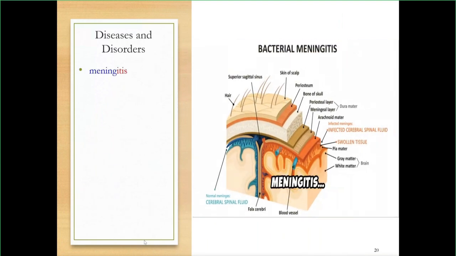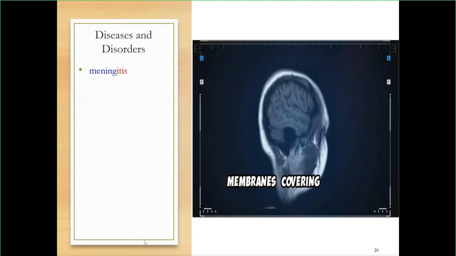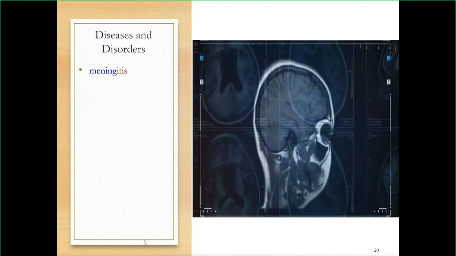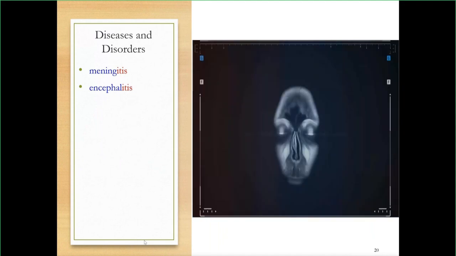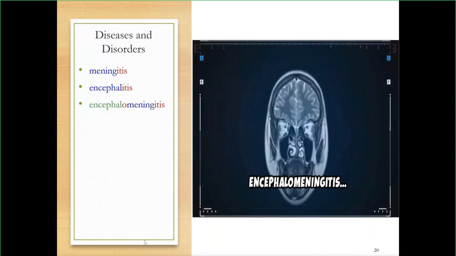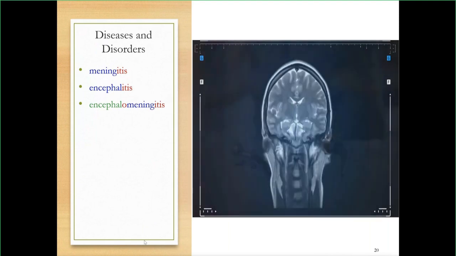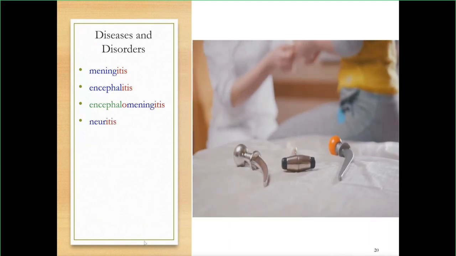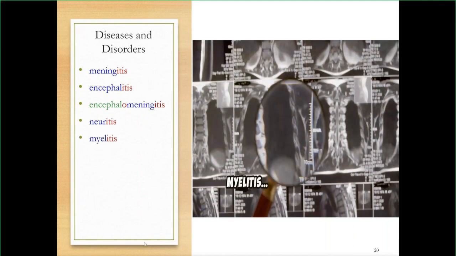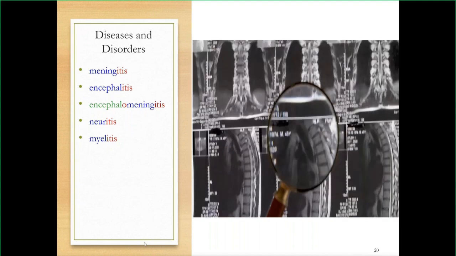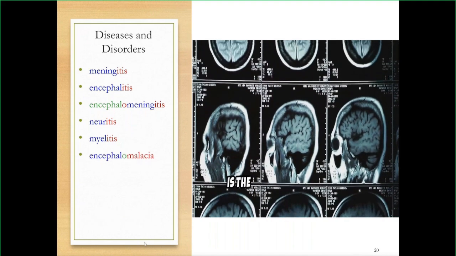Meningitis. Meningitis is an inflammation of the protective membranes covering the brain and spinal cord. Encephalitis. Encephalitis is an inflammation of the brain itself. Encephalomeningitis. Encephalomeningitis is a combination of encephalitis and meningitis. Neuritis. Neuritis is inflammation of the nerves. Myelitis. Myelitis is inflammation of the spinal cord. Encephalomalacia. Encephalomalacia is the softening of brain tissue.